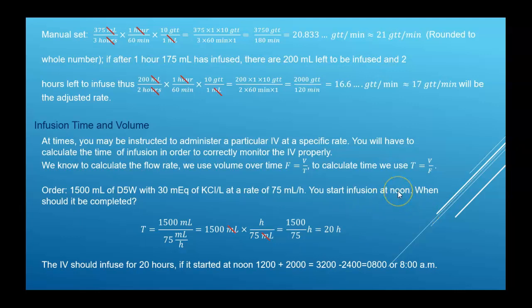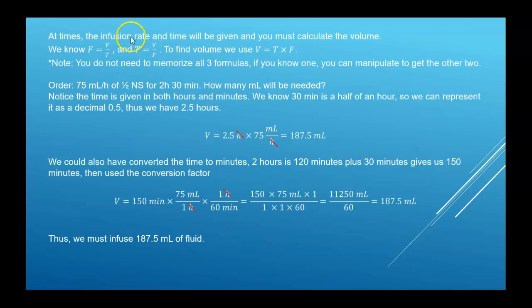If you started at noon, what time will it be completed? Well, 20 hours from noon. If you think about it, noon is 1,200 hours. You add 20 hours. That's 3,200 hours, which is more than a 24-hour clock. So you subtract 2,400, 8 a.m. So flow rate equals volume over time. Time equals volume over flow rate. You're basically just switching the F and T. And now, so we know flow rate equals volume over time. Time equals volume over flow rate.